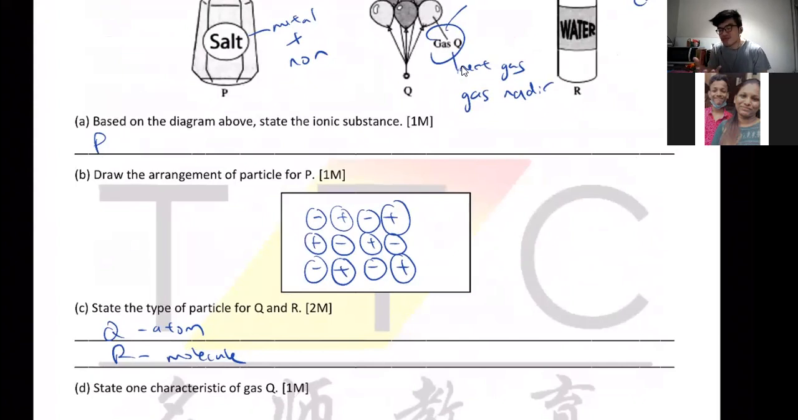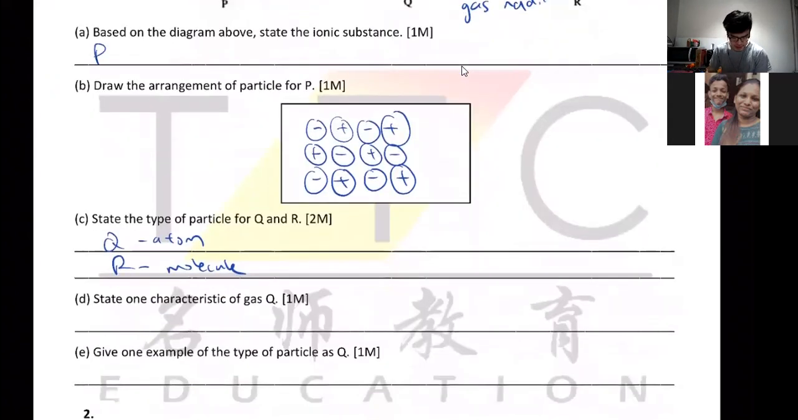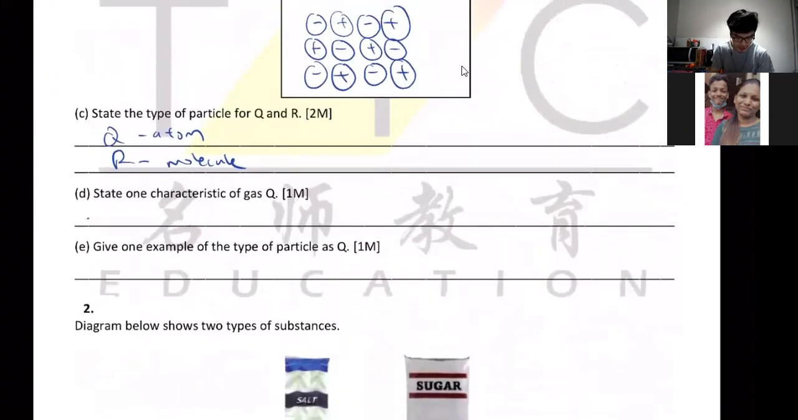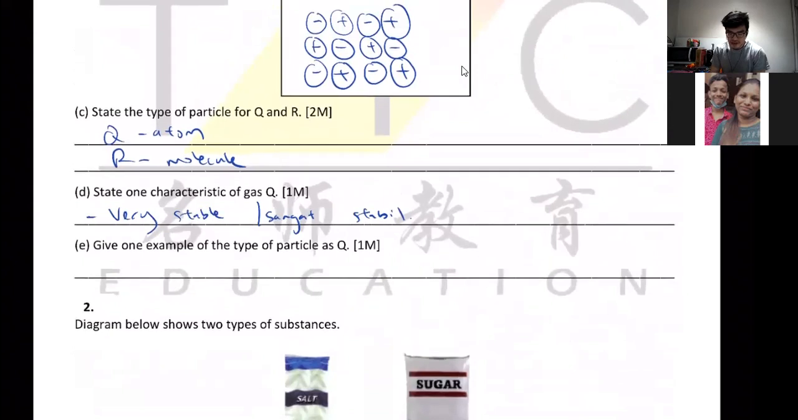You add oxygen, nothing will happen. You add acid, you add alkali, you do whatever you want, nothing is going to happen because they are very stable. So one characteristic of gas Q, they are very stable, sangat stabil. They are gas at room temperature. They will not combust. They will not react with any substance, tidak bertindak balas dengan sebarang bahan. There are many answers here.